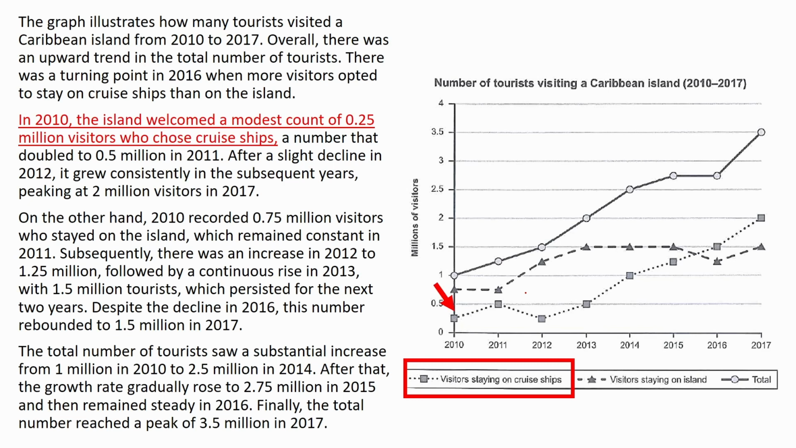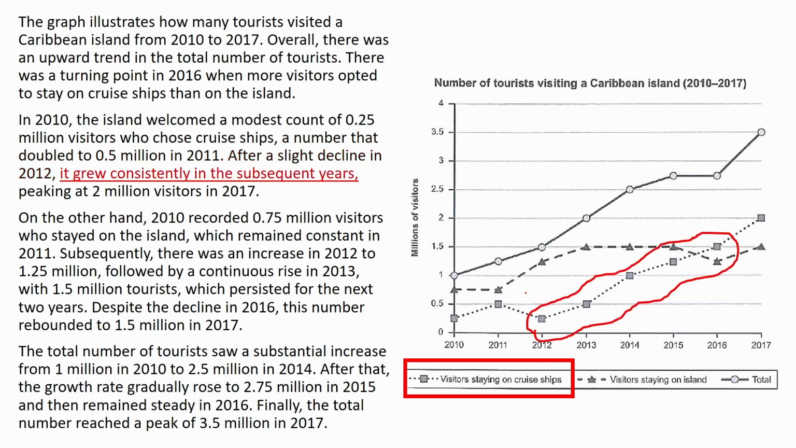In 2010, the island welcomed a modest count of 0.25 million visitors who chose cruise ships. Now, 2011. A number that doubled to 500,000 in 2011. Now, I will mention the change in 2012 and then I will group the last part. After a slight decline in 2012, it grew consistently in the subsequent years, peaking at 2 million visitors in 2017. Remember, we cannot mention every single point. That's why I grouped 2013 to 2016.